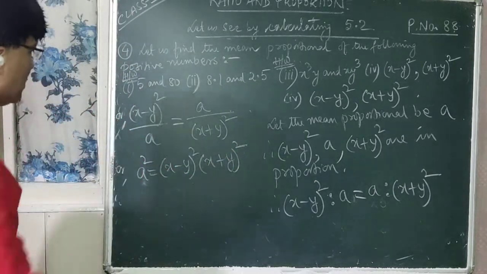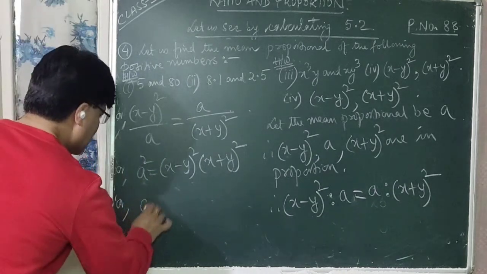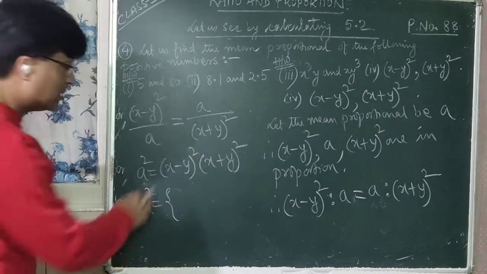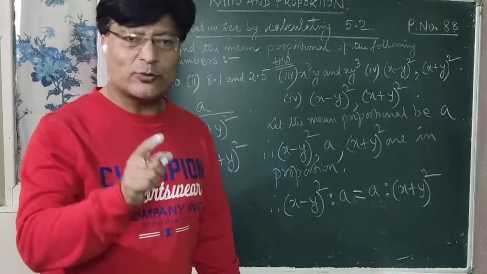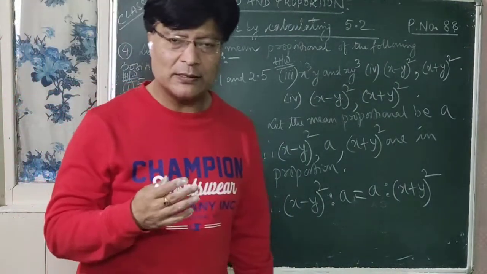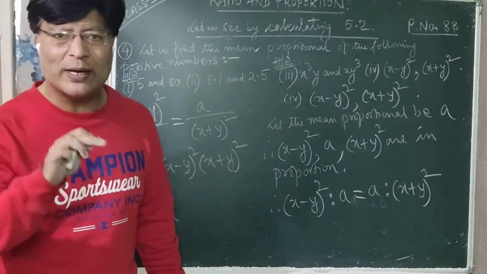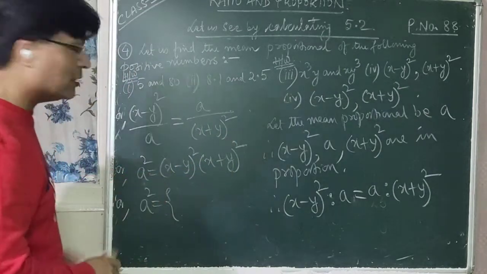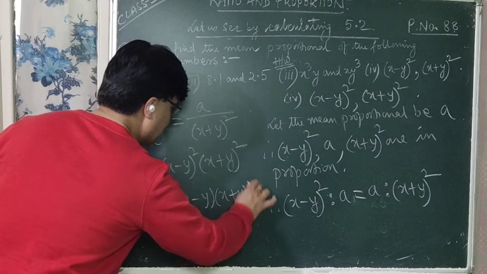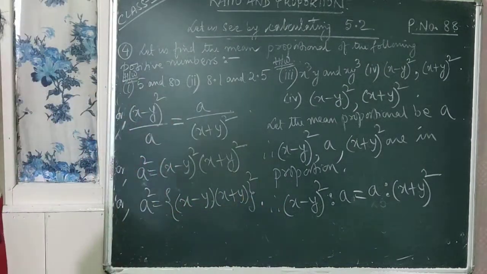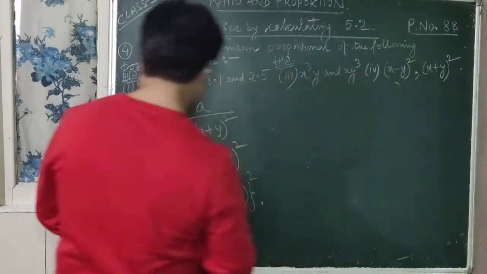Is that clear? Now you have to get the square root on both the sides, or you can write here A square is equal to, within second bracket, since this is whole square, like if you have x square y square, if you get after simplification x square y square, what can you write? X into y whole square, isn't it? So similarly you can write here x minus y into x plus y second bracket closed whole square, right? So now let us simplify it.